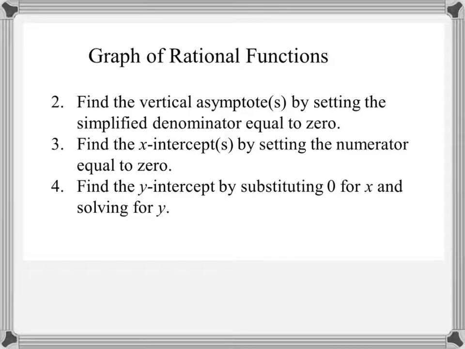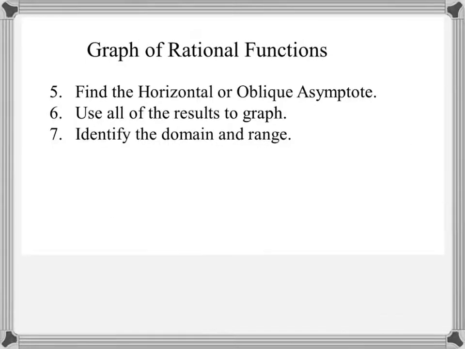Then we will find vertical asymptotes by setting the simplified denominator equal to 0. We've been doing that already. Then we'll find the x-intercepts by setting the numerator equal to 0. So technically we're setting f of x or y equal to 0, but with a rational function, that simplifies to just looking to see where the numerator equals 0. Then we'll find the y-intercept by substituting 0 in for x and solving for y. We'll find the horizontal or oblique asymptotes going through the different possibilities, and we'll use all of those results to graph, and then from the graph we will identify the domain and range.